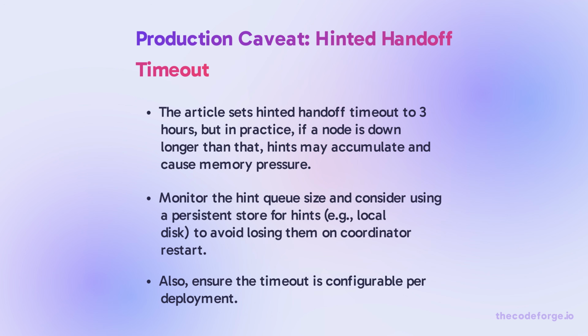The article sets hinted handoff timeout to 3 hours, but in practice, if a node is down longer than that, hints may accumulate and cause memory pressure. Monitor the hint queue size and consider using a persistent store for hints, e.g. local disk, to avoid losing them on coordinator restart. Also, ensure the timeout is configurable per deployment.